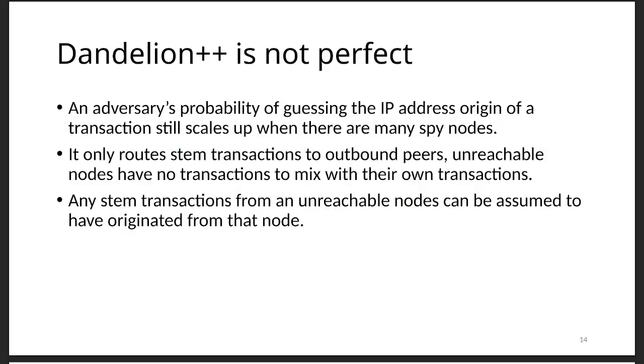Dandelion++ is not perfect. An adversary's probability of guessing the IP address origin of a transaction still scales up when there are many spy nodes. Further, it only routes stem transactions to outbound peers. Unreachable nodes have no transactions to mix with their own transactions. So any transactions from an unreachable node can be assumed to have originated from that node.